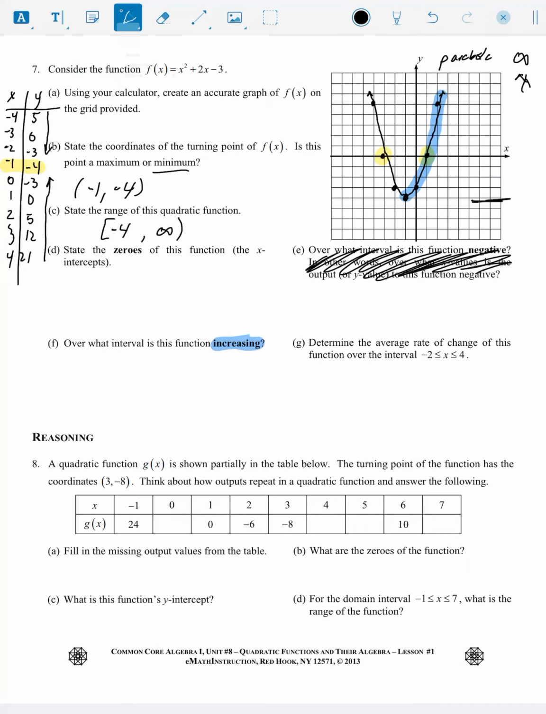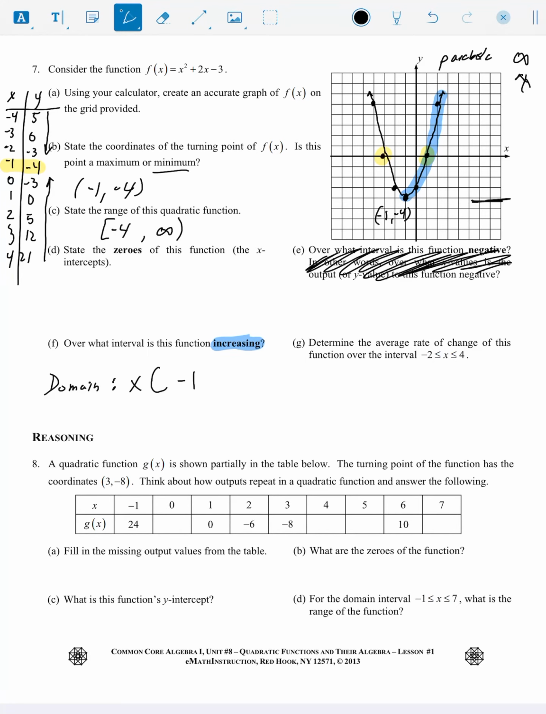Tell me, what would the domain interval be for when the function is increasing? We can write it as either an inequality or as interval notation. I will start both of them for you. If we're writing it as an inequality, we find our x value of my turning point, which happens to be -1.